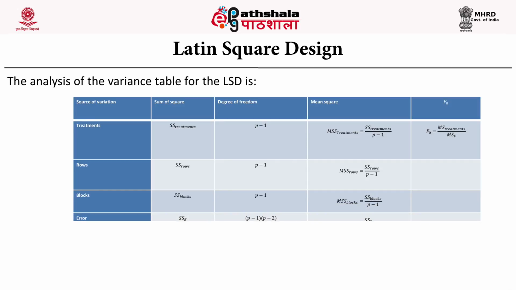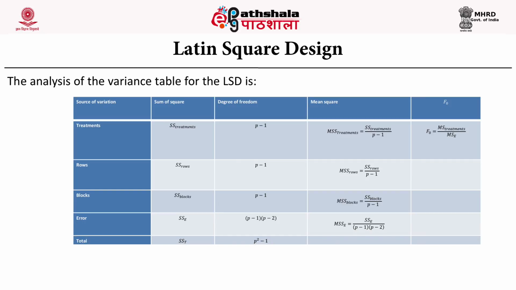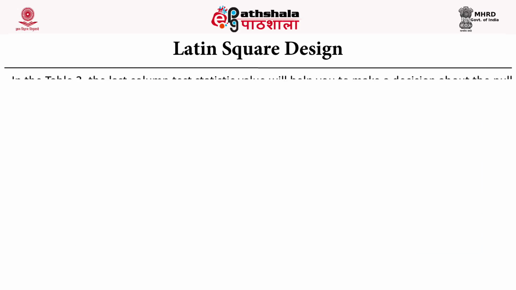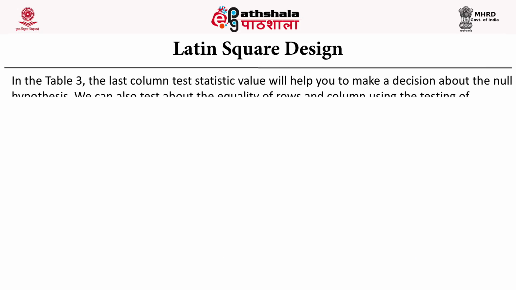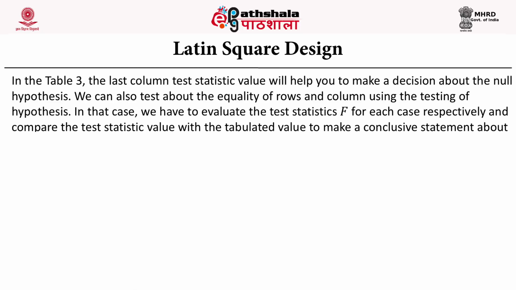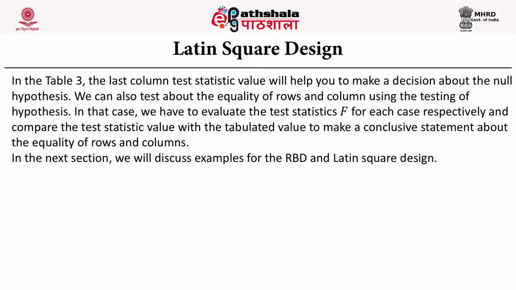In the second column we have the sum of squares of treatment, rows, columns, errors, and total. The degrees of freedom are given in column 3, the mean sum of squares is evaluated in column 4, and the F statistic is evaluated in column 5. So in this table, the last column's test statistic value will help you make a decision about the null hypothesis.